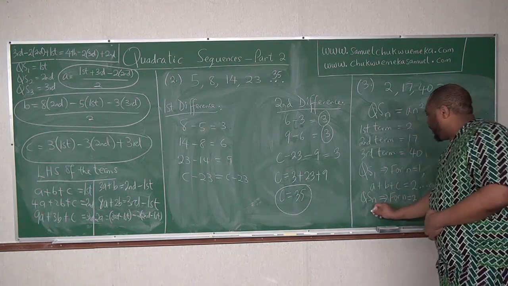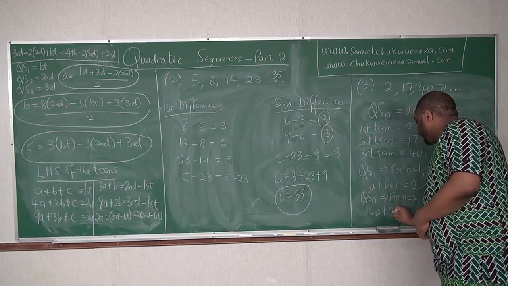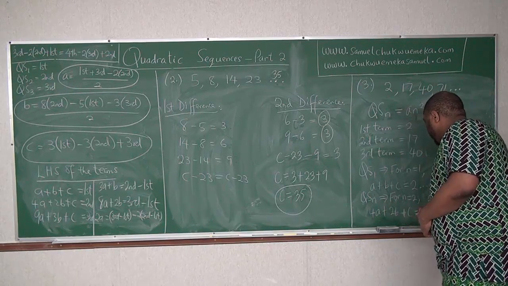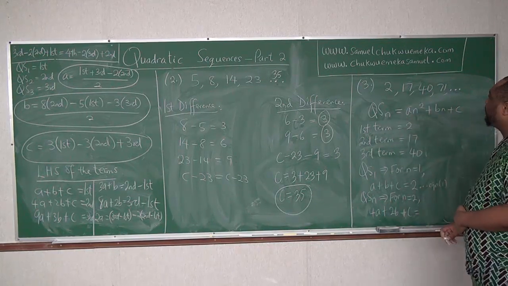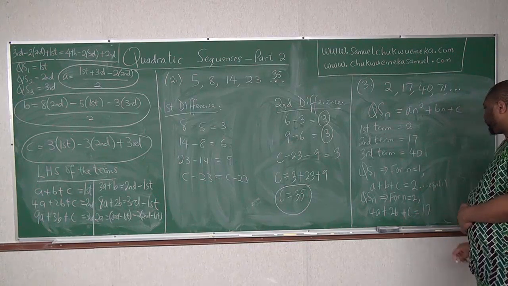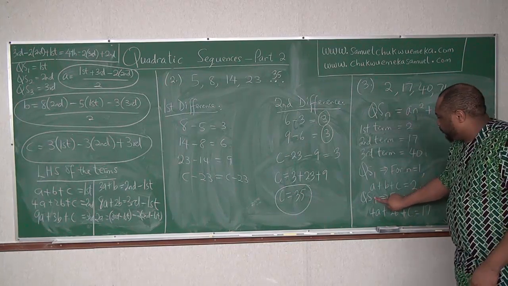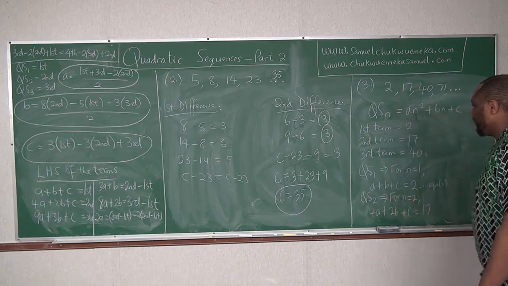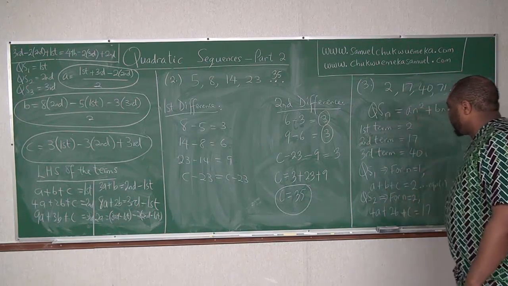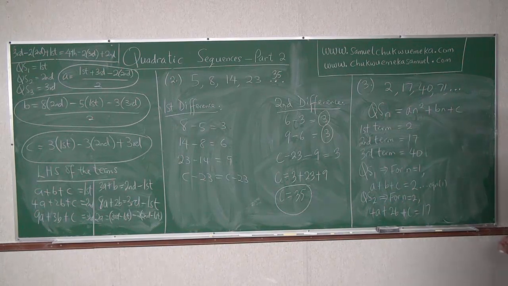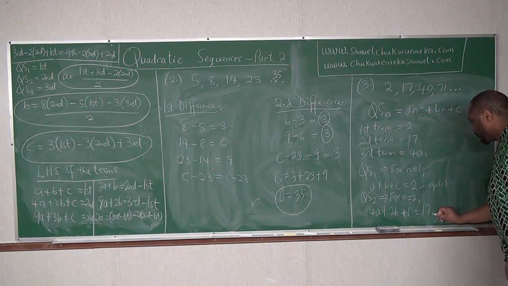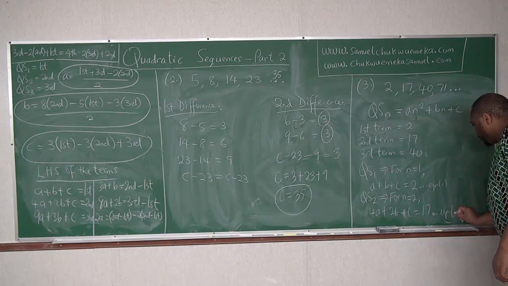So we have 4a plus 2b plus c is equal to the second term, 17. Q subscript 2, second term of the sequence. So call this equation 2.